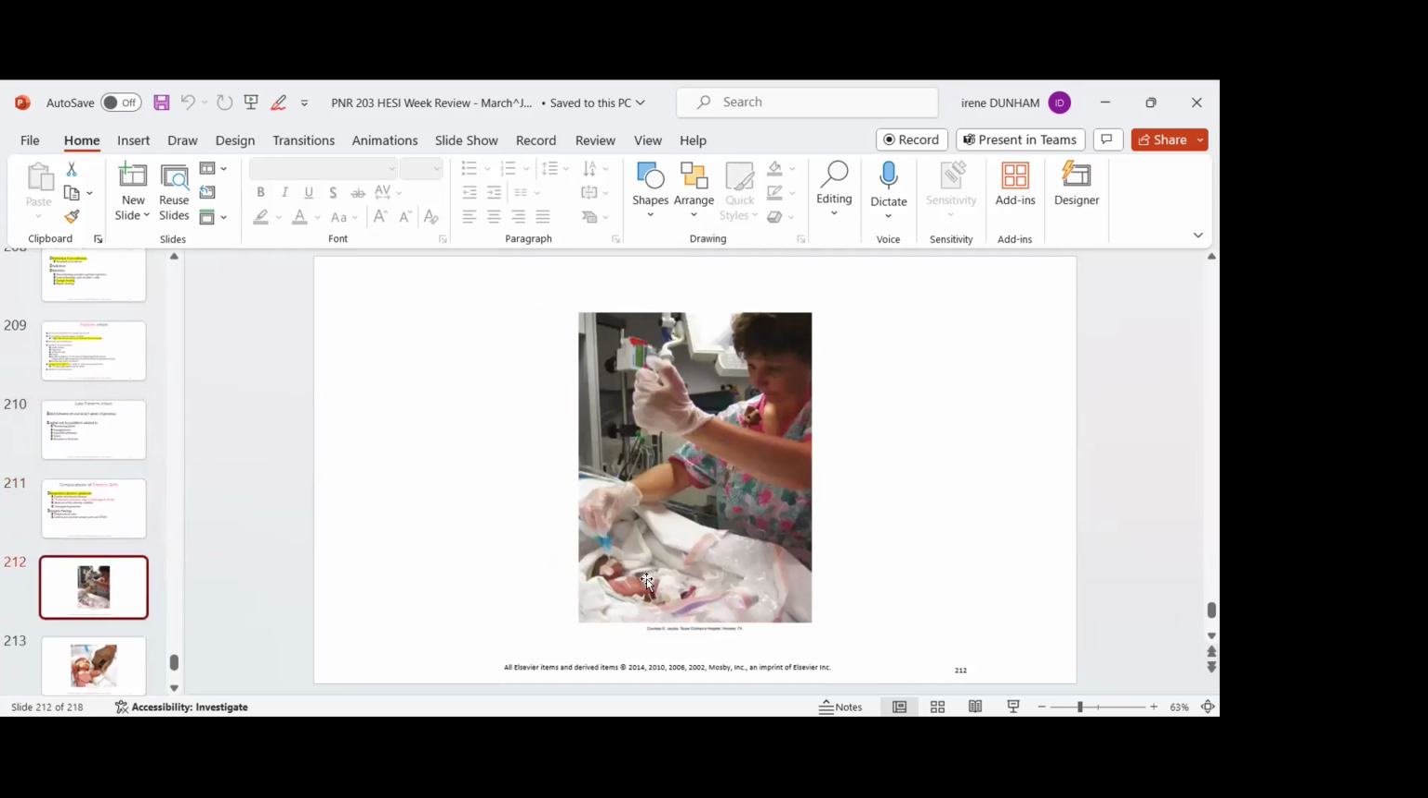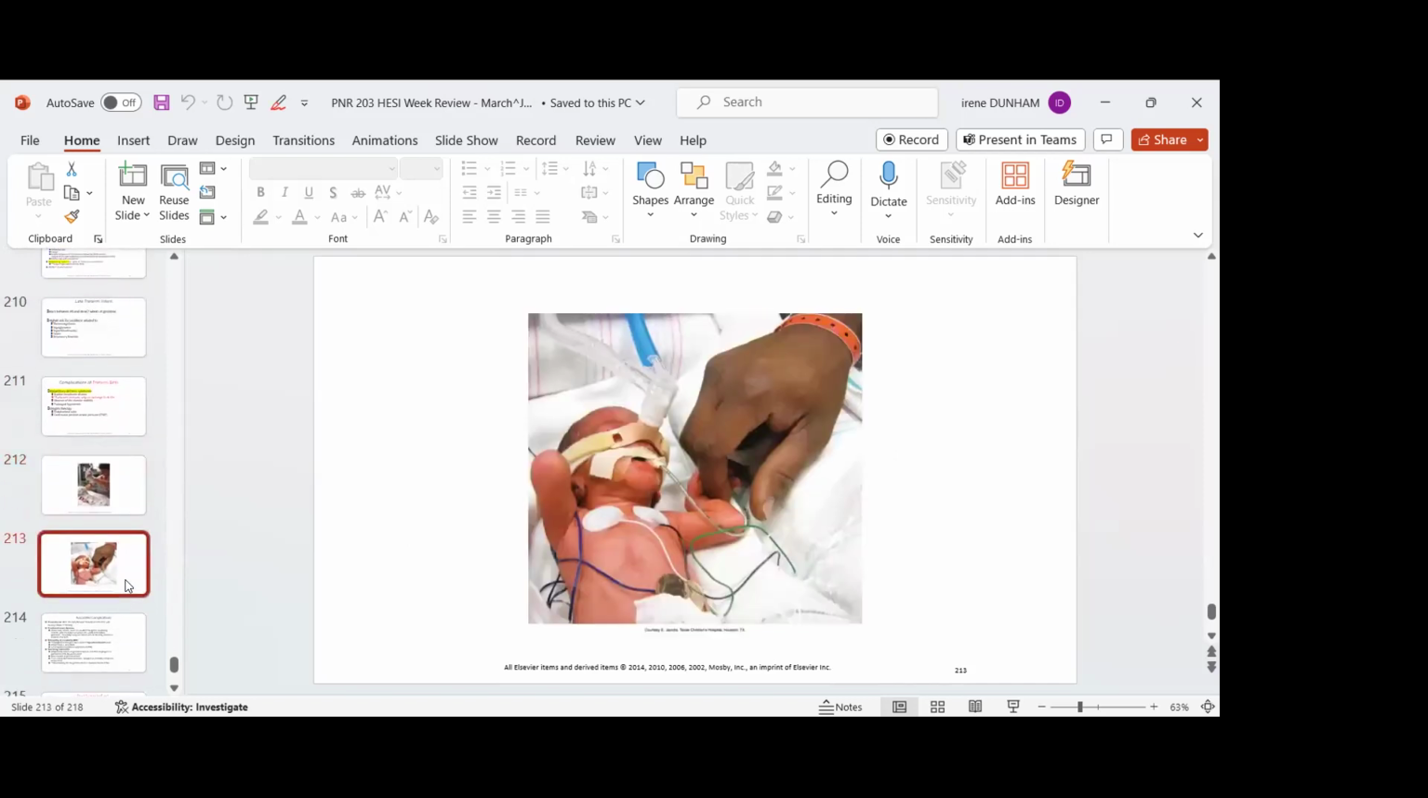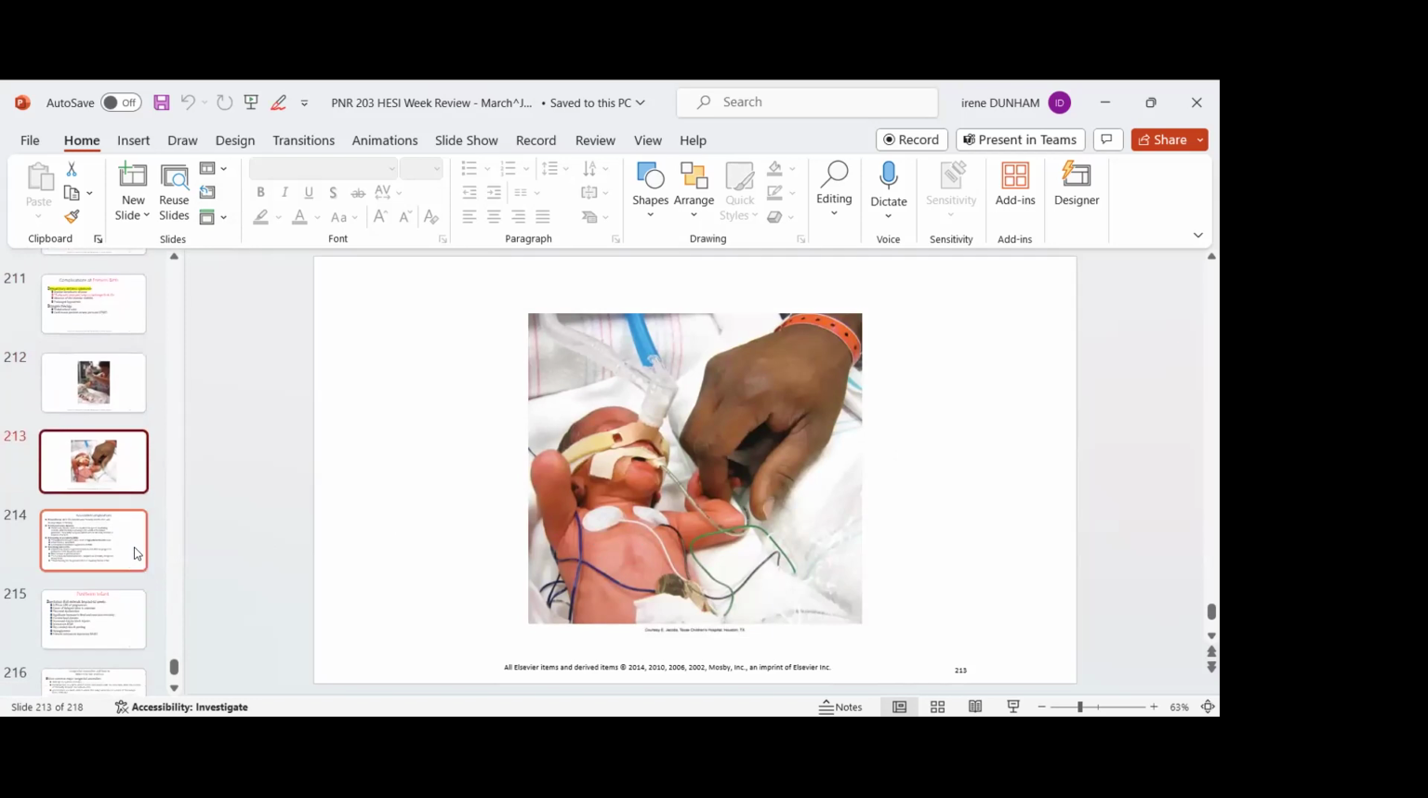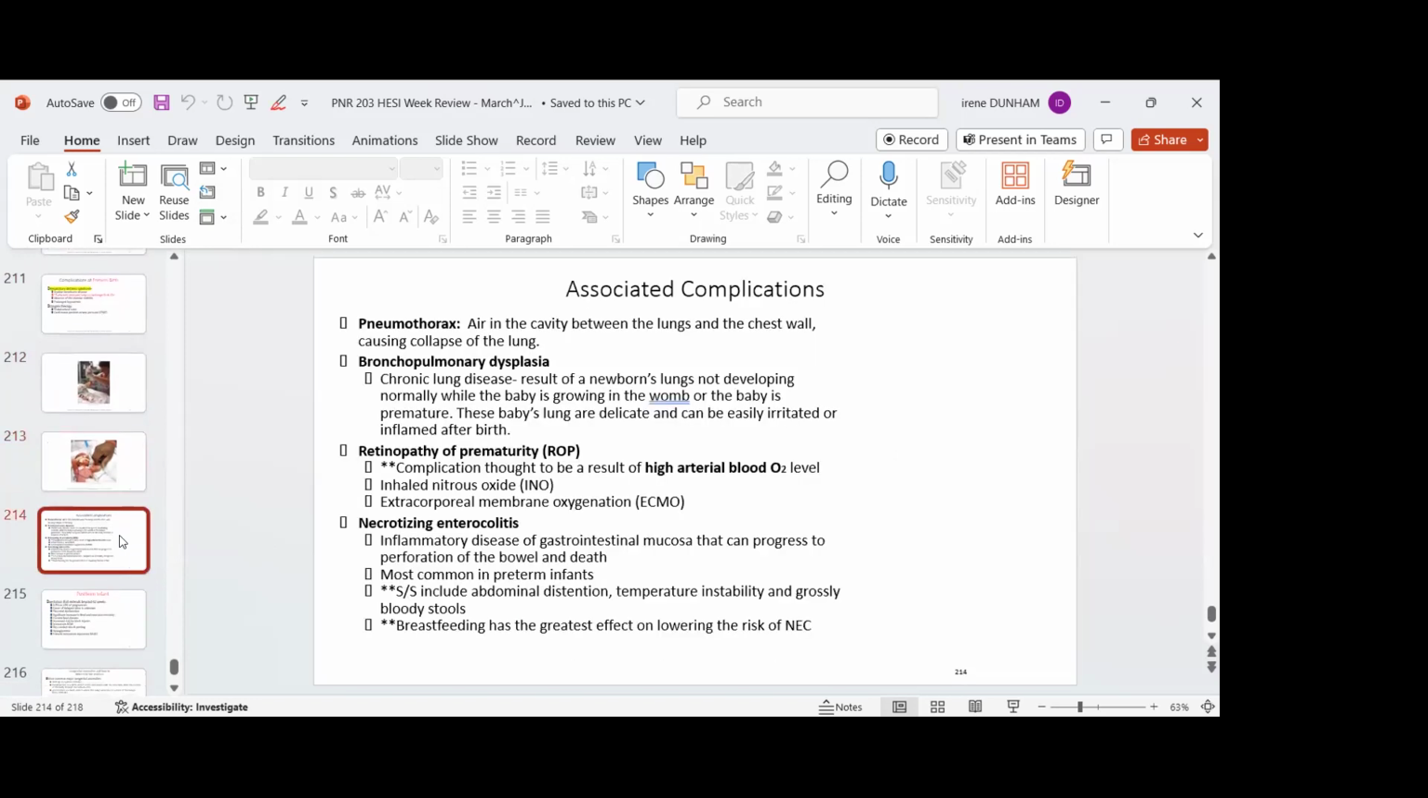I just showed a picture here of gavage feedings on a preemie. Here's a little picture of a little preemie baby. He's being monitored. And again, we're worried about respiratory distress, hypoglycemia, hyperbilirubinemia. Make sure mom got Rogaine during pregnancy if that's also a factor. These are some associated complications that they can have.